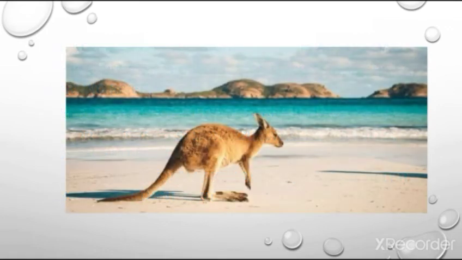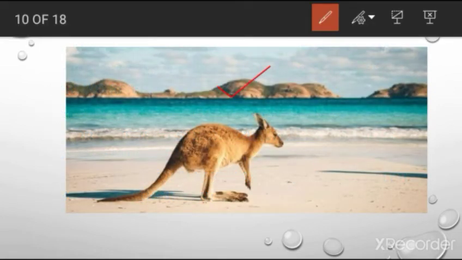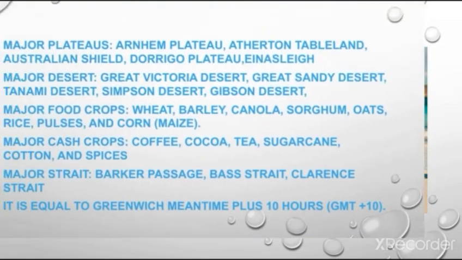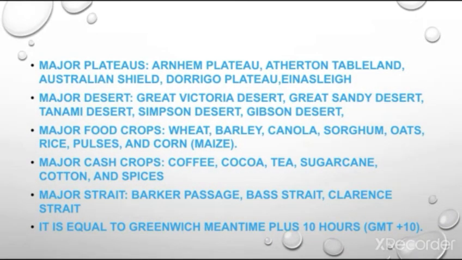And yes, the kangaroo is a very important animal found in Australia. The major plateaus include the Arnhem Plateau, etc. If you remember one or two plateaus, it's enough. No need to memorize all the plateaus, all the deserts, etc.